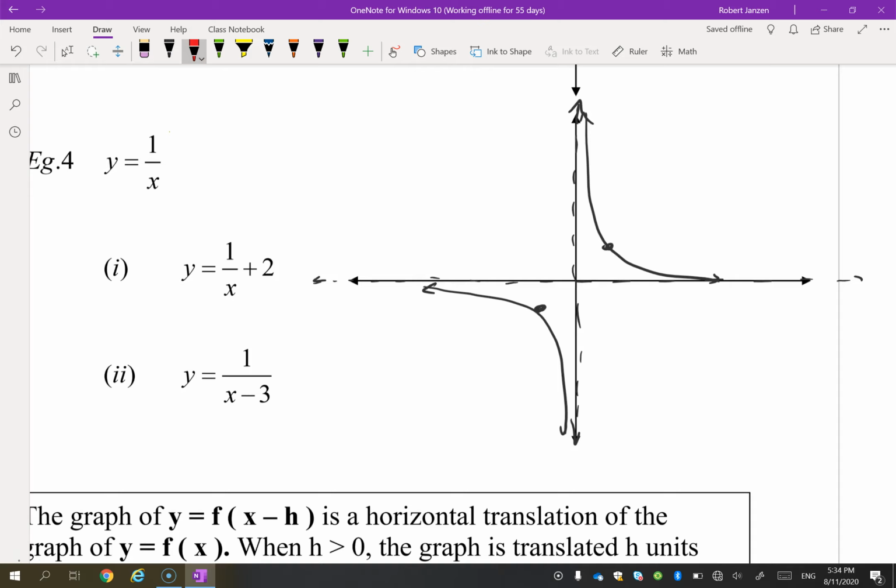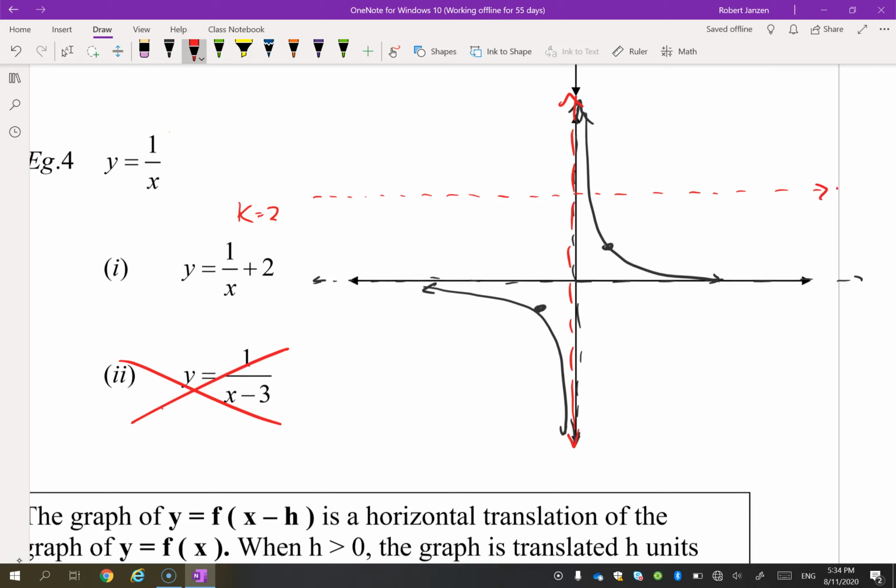Okay, it might take you a little longer to do that, but hopefully you'll get good at that. So we're just going to do one of these because it'll get a little bit messy. Let's do this one. In this case, it's a k value of 2, so the whole thing's going to go up 2. So our vertical asymptote will not change.